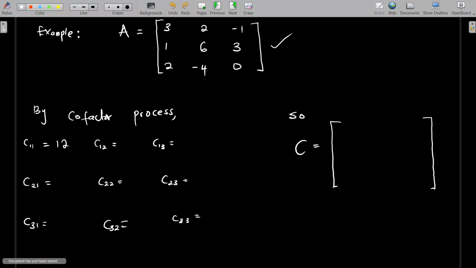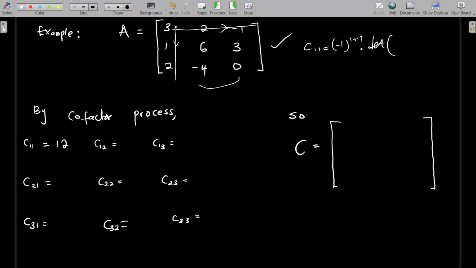Okay, so C11 will be equal to -1 to the power of the sum of these two numbers. C11, i is 1, j is 1, so 1 plus 1, and times the determinant of this matrix here. So you cancel the values in the same column as 3, and the values in the same row as 3, and the remaining matrix that you have here, you take the determinant of that. So we're going to take the determinant of the matrix 6, 3, -4, 0.